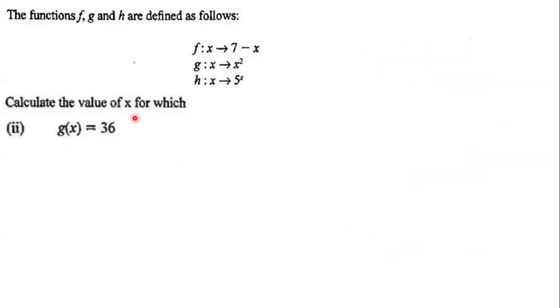Next, we have to calculate the value of x for which g of x is equal to 36. And so we have g of x is equal to 36. But what is g of x? Well, g of x is equal to x squared. So whenever we see g of x, we're going to put x squared. And so we have this quadratic equation, x squared is equal to 36.